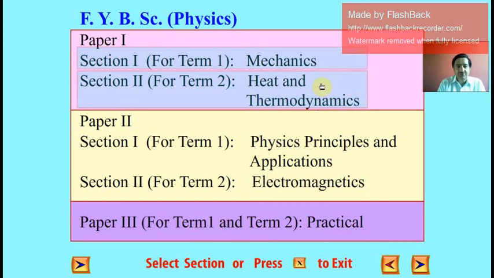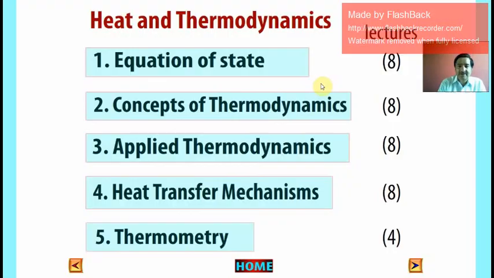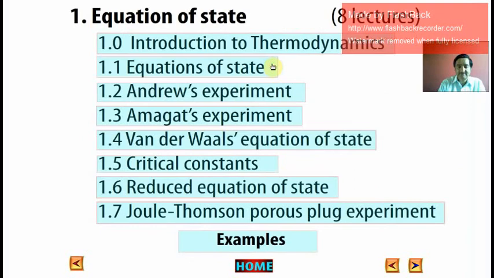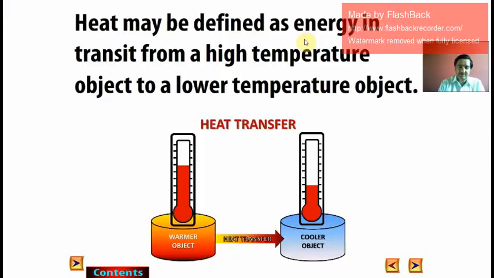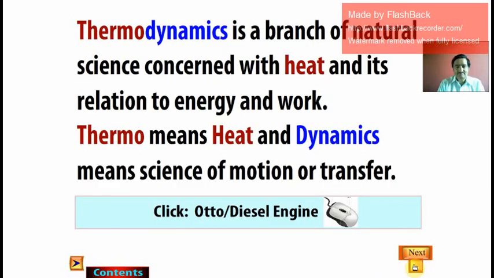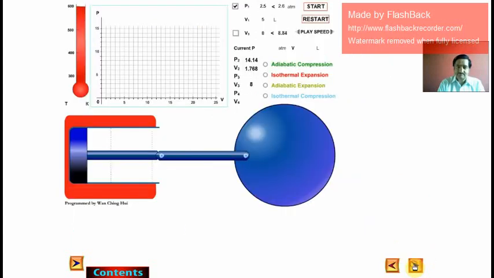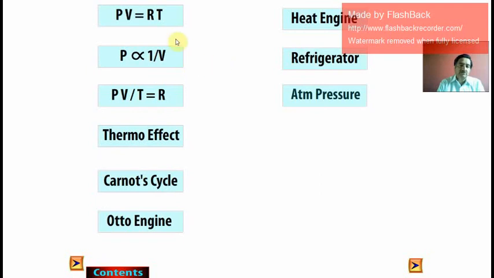Similarly, you can go for section 2, heat and thermodynamics. Various subtopics are there. If you press say topic 1, state of thermodynamics, again various subtopics are given. Here it is explained with the help of example. Then small simulation experiments are given based on PV is equal to RT. It is the gas equation.